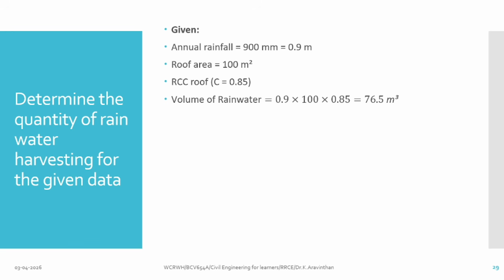Now, what is the formula we know? Annual runoff is rainfall, rooftop area into runoff coefficient. You have to multiply all the three. Note that all the three are in same unit. The runoff coefficient doesn't have any unit, but the rest of the two have a unit of meter or meter square. You can multiply, and the total volume of water collected is 76.5 meter cube. Now, for 1 meter cube of volume, you can hold 1000 liters of water. So, if you multiply 76.5 into 1000, 76,500 liters per year of water could be collected by this rainwater harvesting system.